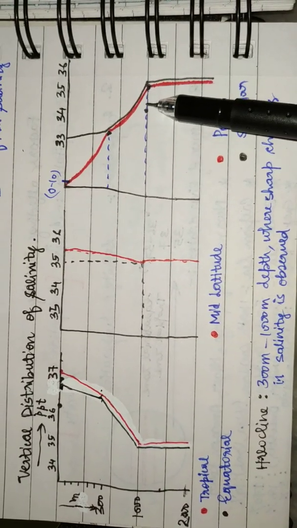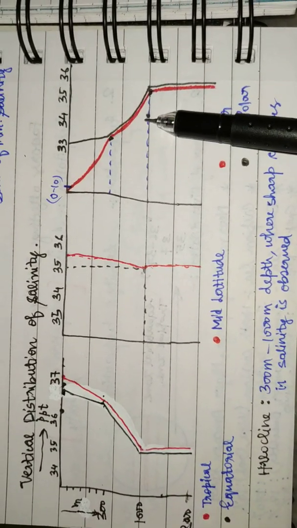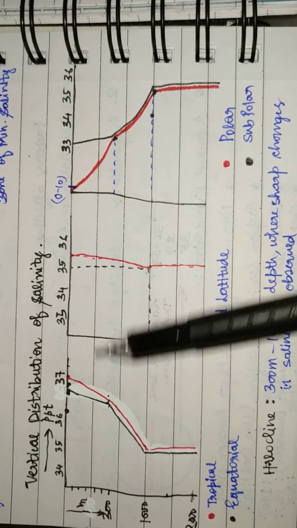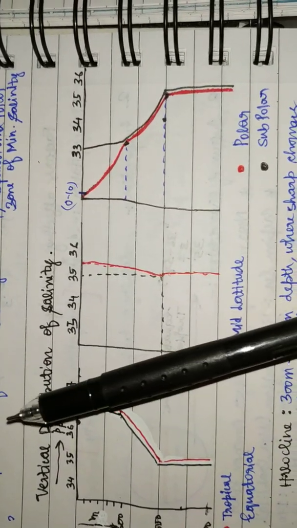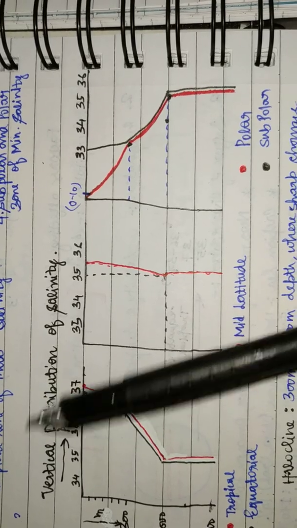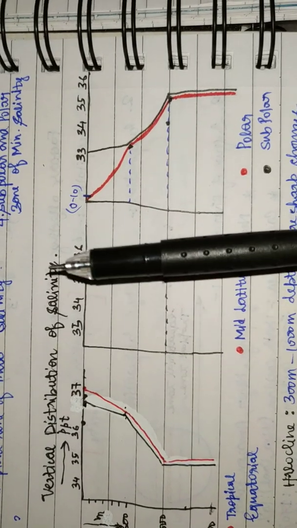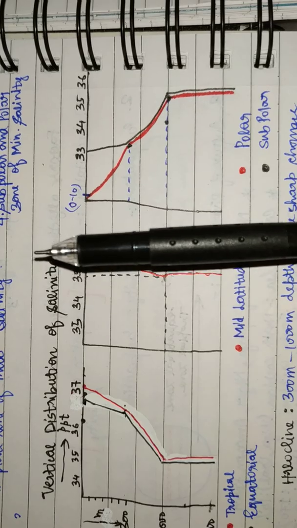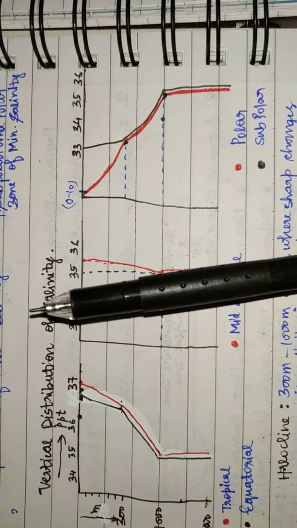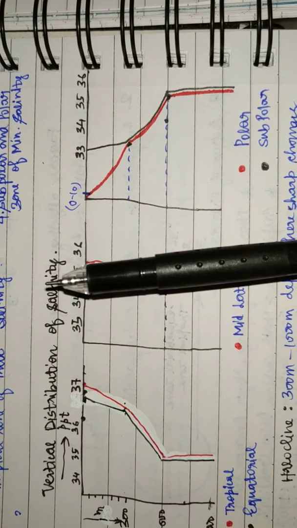Next video we'll see some of the examples, some of the other factors which influence the salinity. We'll see some examples like the Dead Sea, China Sea, the sea in Utah, the Great Salt Lake, etc.